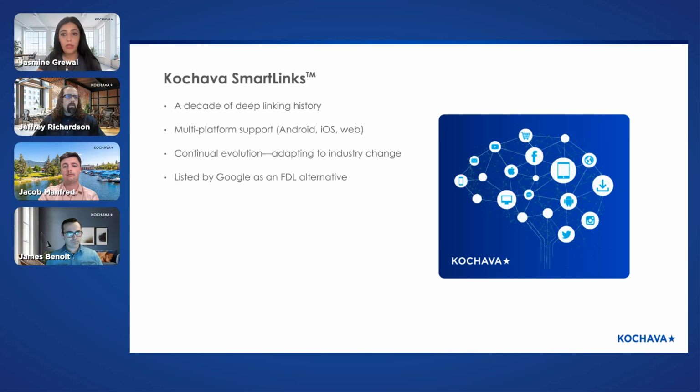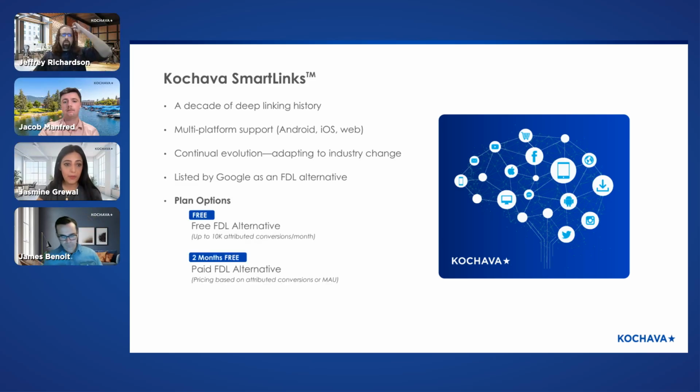I should note as well that one of the things that comes up sometimes in the sales cycle, especially if you're a smaller company, is that Firebase Dynamic Links was a free solution. So Smart Links is available as a free FDL alternative. Get in touch with us for specific questions around feature differences between our free plan versus a more paid alternative. It does support up to 10,000 attributed conversions per month. We could explain more detail on what that means. It's not charged per click. And then we have paid options as well.